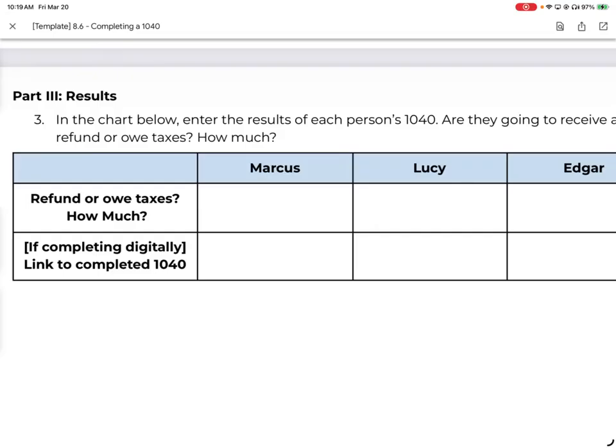Computer software is doing the same thing. Instead of mailing it off, it fills this in and then sends it digitally to the IRS. And that's it. That's your taxes. Most of you, this is how difficult your taxes will be.